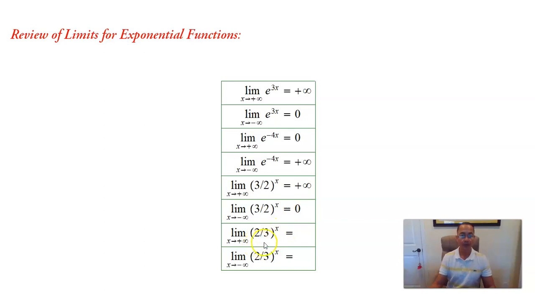2/3 to the x is the reverse because ln of 2/3 this time is negative. So the coefficient of x in e to the ln of 2/3 times x is going to be negative. It will behave like our e to the minus 4x over here. So at plus infinity, your limit will be 0. And at minus infinity, our limit is going to be plus infinity. So let's take a look at these 4 functions in GeoGebra.